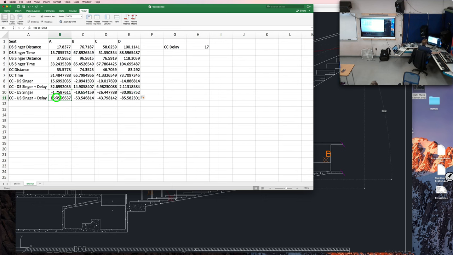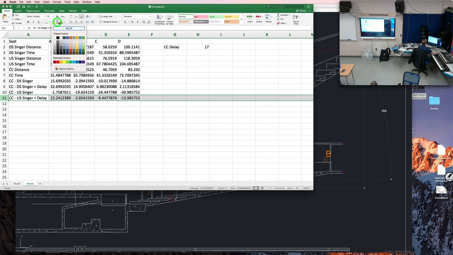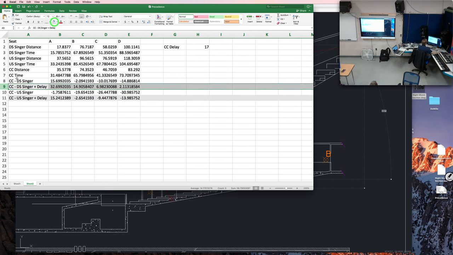And then this will be center cluster time minus upstage singer time plus my center cluster delay. And I'll do my little variable again, $$. And we'll copy that over. There we go. Okay, so I'm just going to fill in these ones that we're interested in, just so that we can make sense out of all of this.